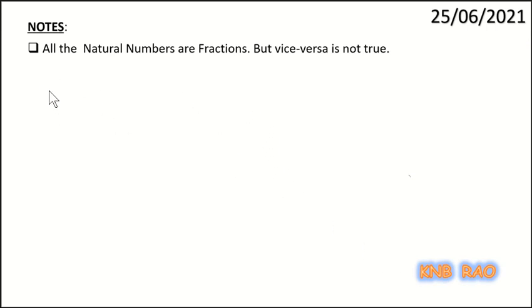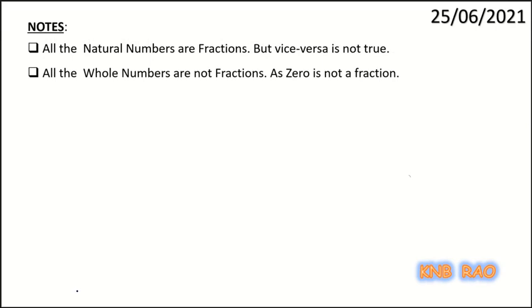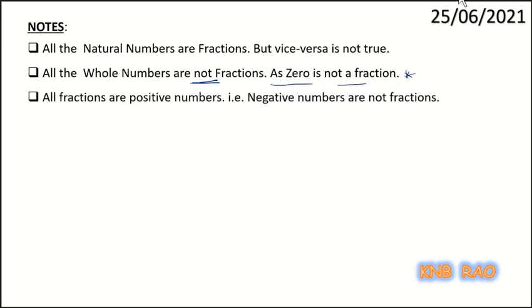Now next, coming to another important point: all the whole numbers are not fractions. Why? The reason is that 0 is not a fraction, and 0 is present in the whole number set. So all the whole numbers are not fractions. So it's an important bit. Okay. Next, third point, all fractions are positive numbers. That is, negative numbers are not fractions. So sometimes it is even said that no negative number is a fraction. It is said like this also.